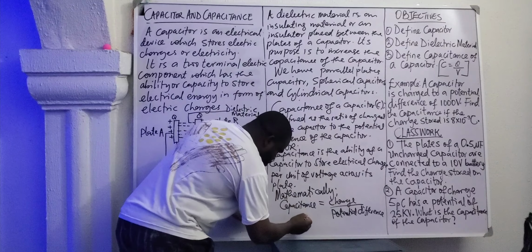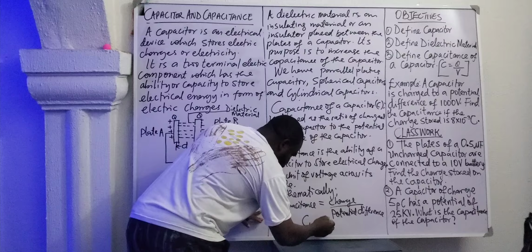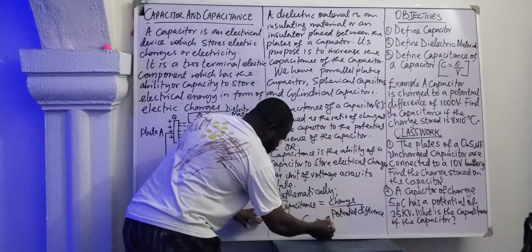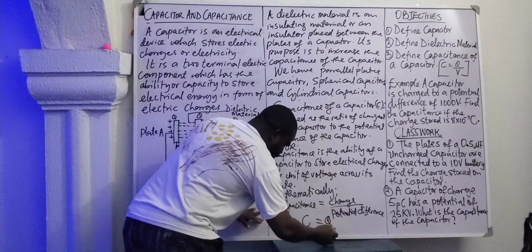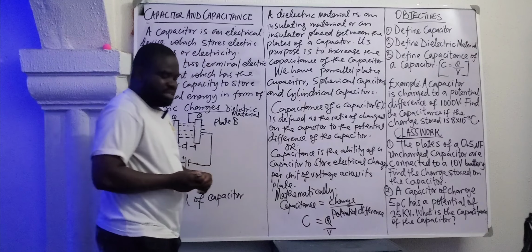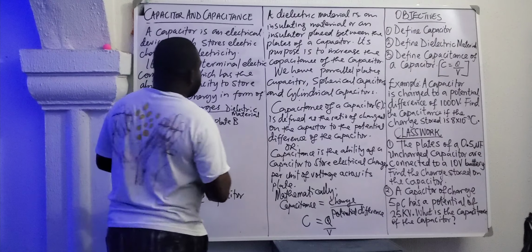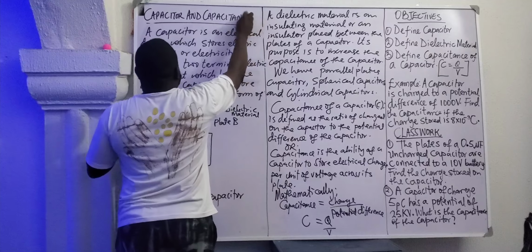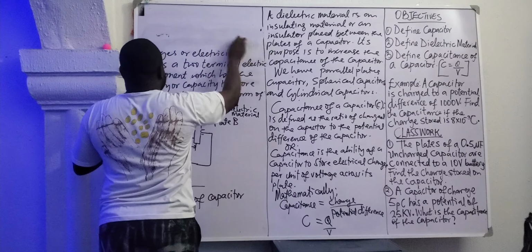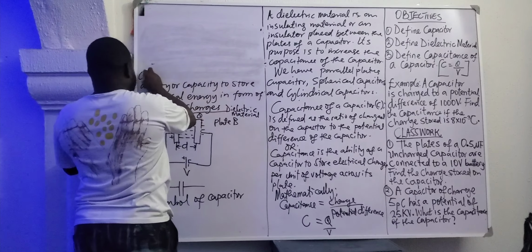Which means C, representing the capacitance of the capacitor, is equal to Q, representing the charge on the capacitor, divided by V, representing the what? The voltage or potential difference of the capacitor. So that is the formula that we will use to find the capacitance of the capacitor if the charge and the potential difference across the capacitor are known.